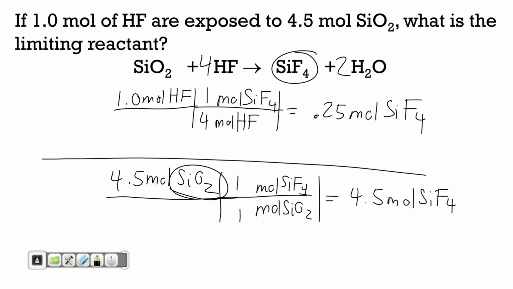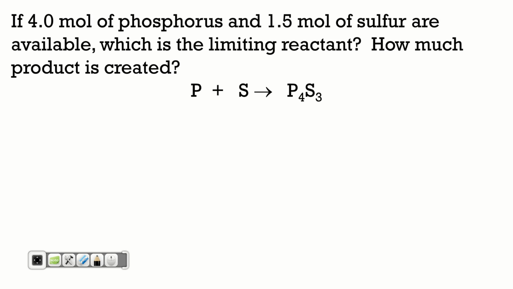So which reactant is producing less? The HF. So HF is my limiting reactant. That's my answer. SiO2 would be my excess reactant. Okay? I guess we're playing with moles. That's all good. This actually should make it a lot easier then.